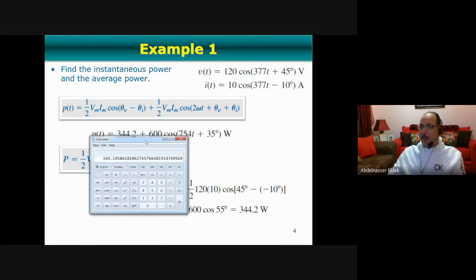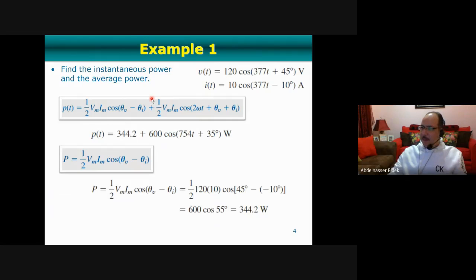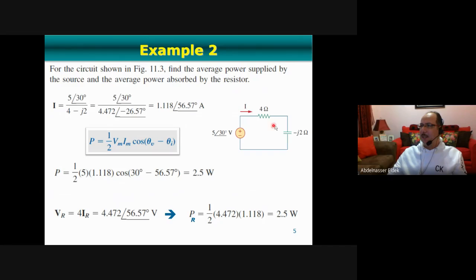Okay. For the next example, what does it say? It says, for this circuit here, find the average power. So the average power is 1/2 Vm Im cosine of theta V minus theta I, supplied by the source. So we need to find the average power in the source and absorbed by this resistor here. If I ask you what is the average power in this capacitor, it is 0. You don't have to calculate.